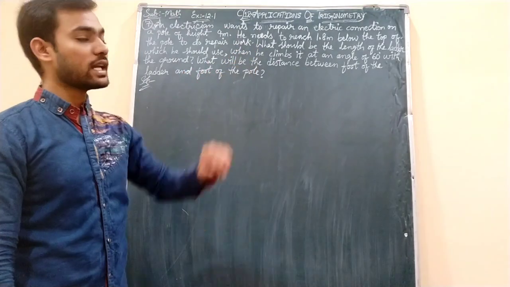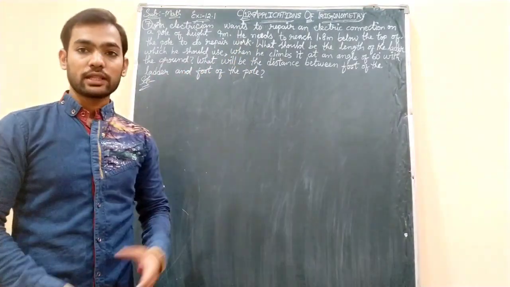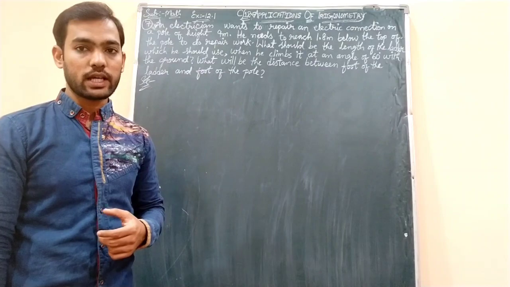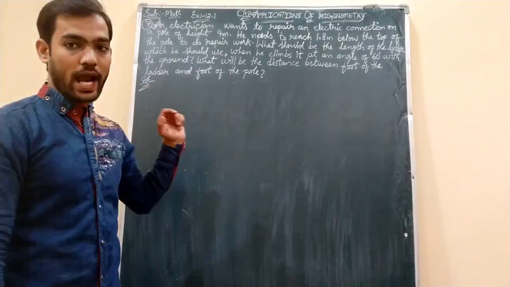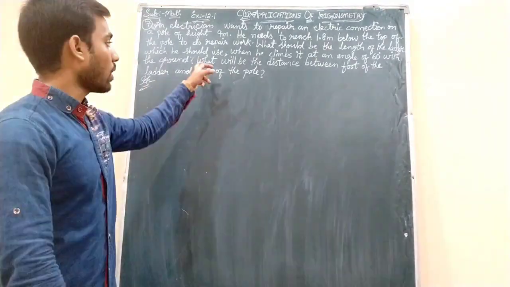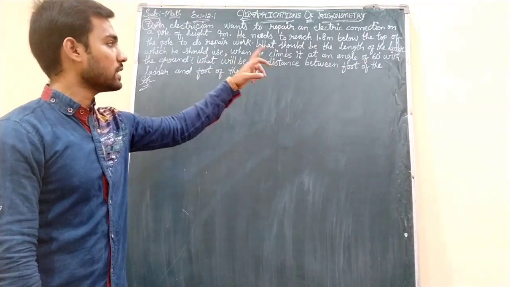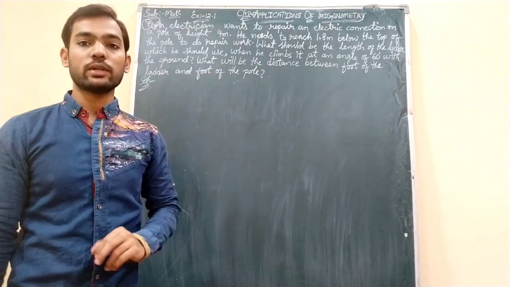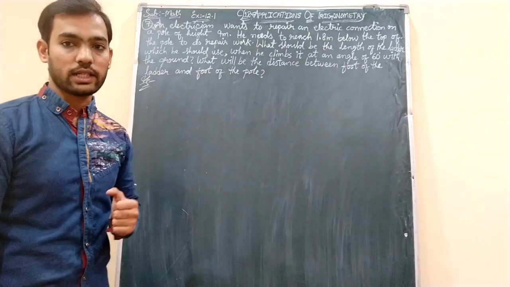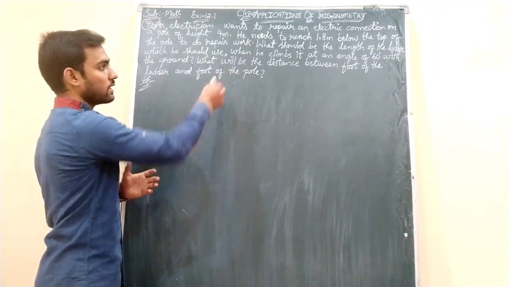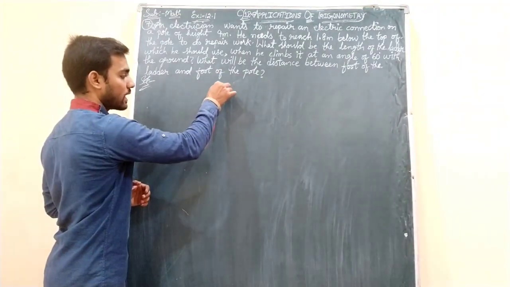When he climbs it at an angle of 60 degree with the ground, that ladder is making 60 degree angle with the ground, it seems. So that length of the ladder we need to calculate, students. And also he is asking what will be the distance between foot of the ladder and foot of the pole. That distance also we need to calculate. Okay, students. So as per this given data, firstly we will draw the diagram.